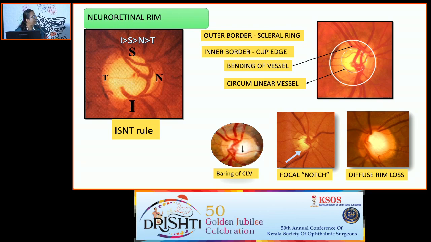Then you also look for the outer border of the scleral ring. You look at the cup edge, you look for the bending of the vessels. That gives you an indication where the cup edge is. You also look for the circumlinear vessel. There are findings like baring of the circumlinear vessel, which gives you an indication that the NRR has fallen backwards and the vessel is bare. You can also see diffuse rim loss or focal notches.